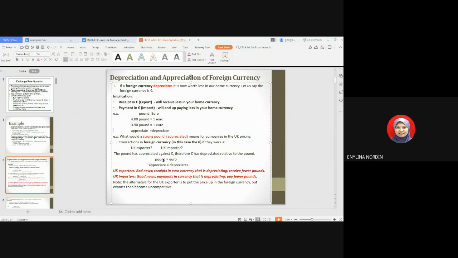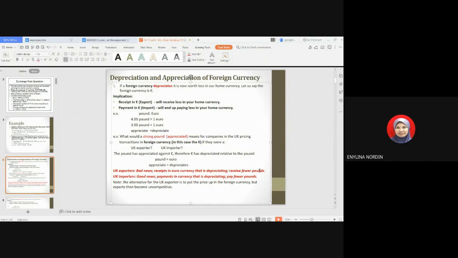So mathematically, you can show here pound sterling against euro, which is the pound is appreciating, becomes stronger than the euro currency. It's depreciating. So what happened to the UK exporter? If it's export, then it's bad news for them. Why is that? They will receive less in their own or home currency. Okay, because their currency is appreciating as compared to the foreign currency. So that means you will receive fewer pounds.